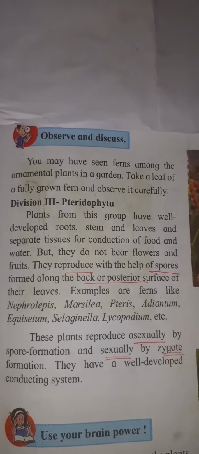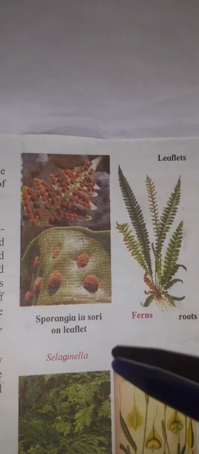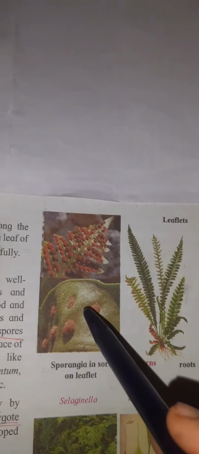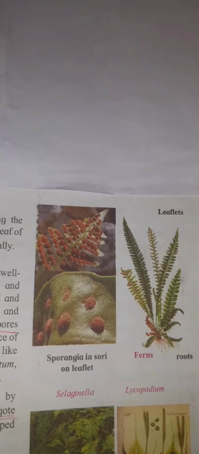Spores are brownish color, round structures. See in this picture, this is an example of fern. If you take one single leaf or a leaflet of this fern, and look at the back posterior part of the leaf, you will see these round brownish structures. These are spores. These are the spores which help the plants to grow, germinate.